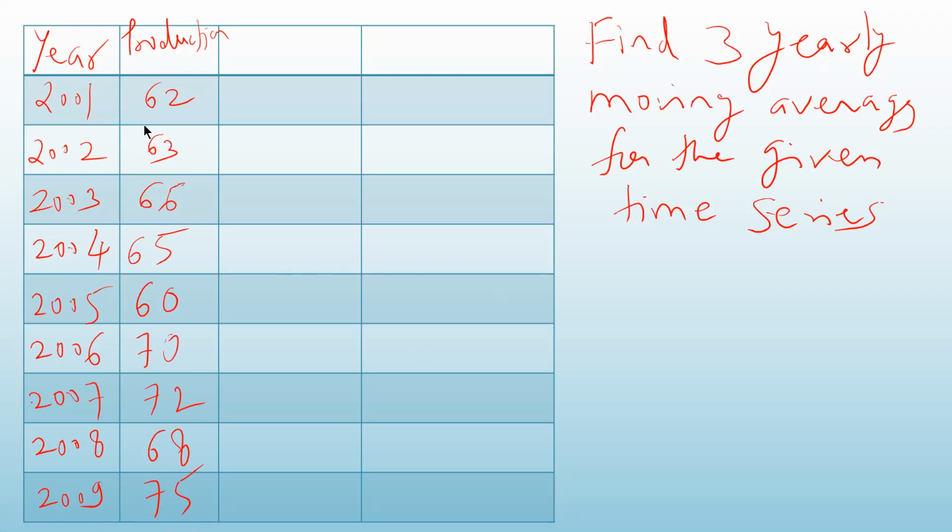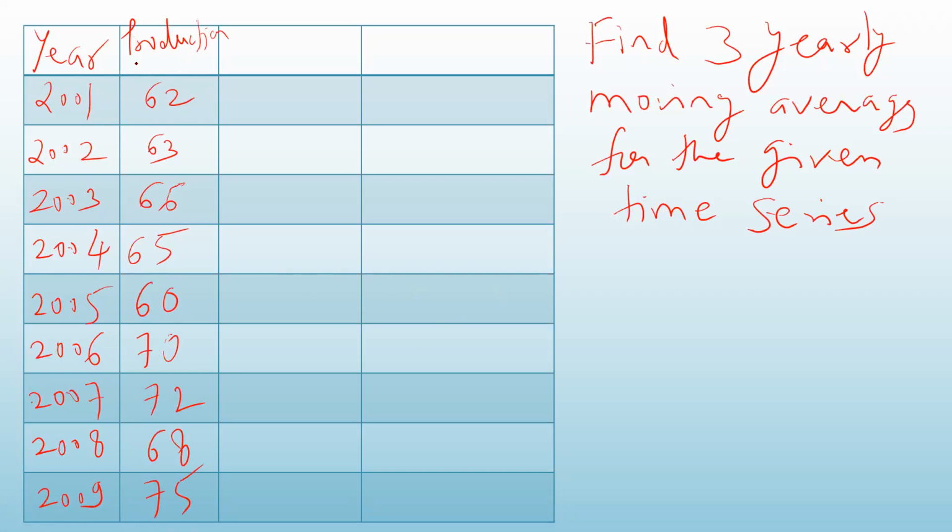These figures may be in thousands of rupees, or you can write production in thousand units. So all these figures are in thousands, 62,000, 63,000, and so on. You have to find out 3 yearly moving averages.